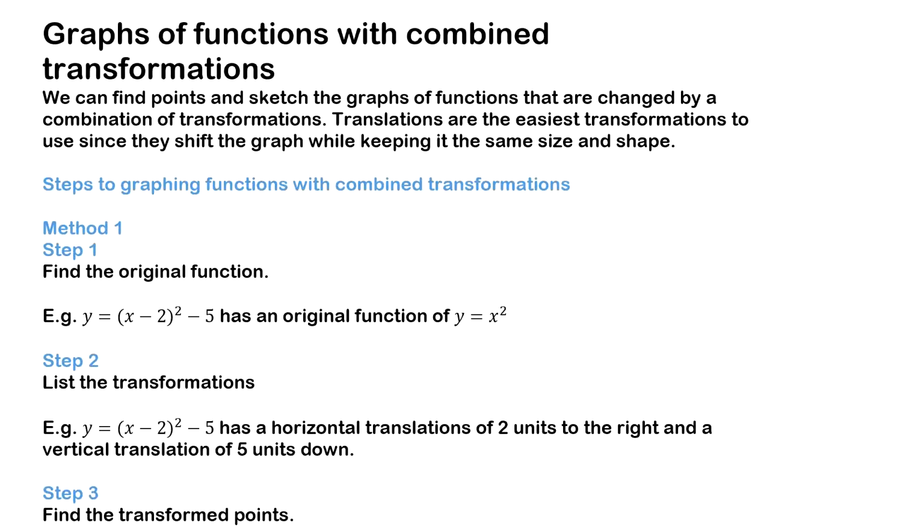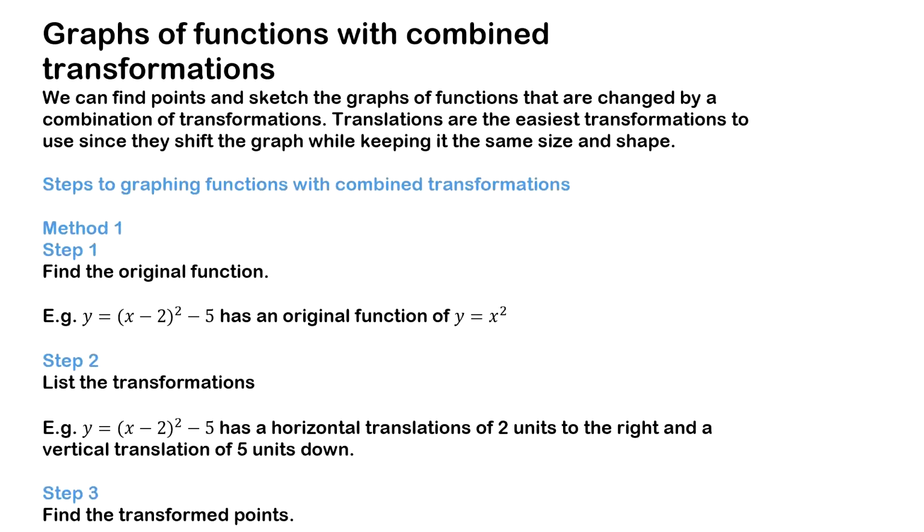In this video, we'll cover graphs of functions with combined transformations. We can find points and sketch the graphs of functions that are changed by a combination of transformations. Translations are the easiest transformations to use since they shift the graph while keeping it the same size and shape. Dilations change the size and shape.